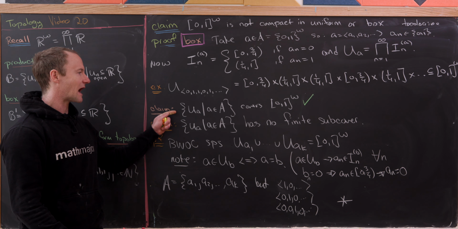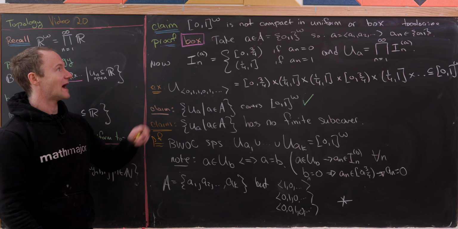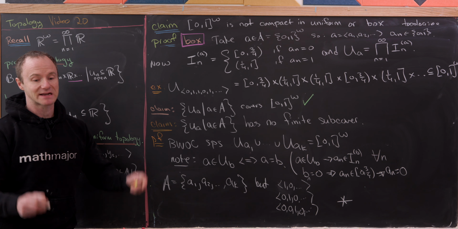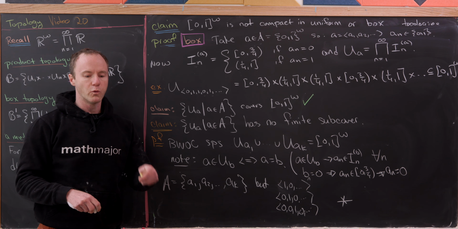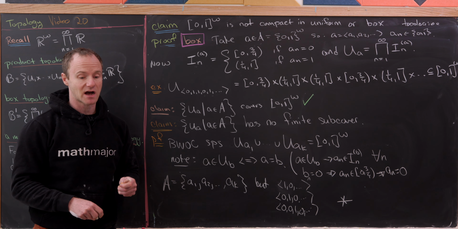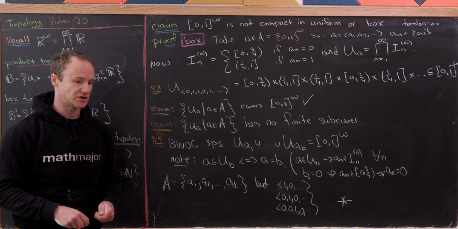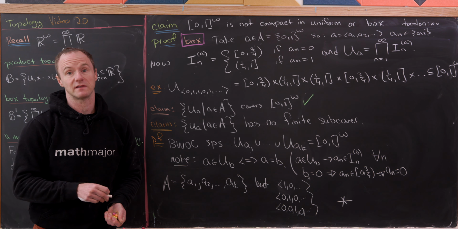But that means that our cover had no finite subcover. But that means that our set is not compact in the box topology. Now you might say, what about in the product topology? Well, in fact, this is compact in the product topology. And that's something that we'll get around to proving later.